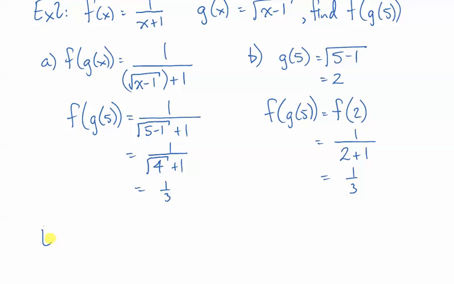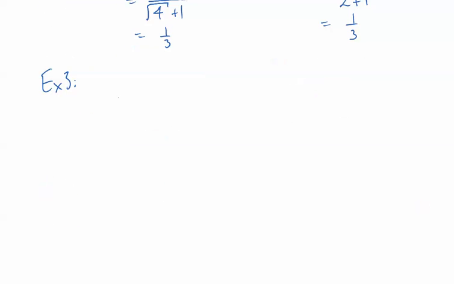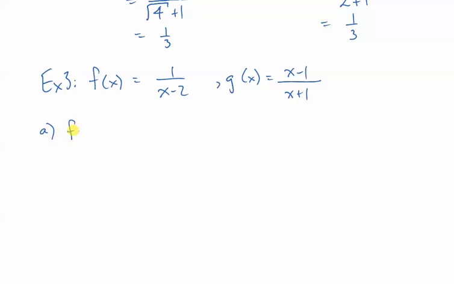One more example to do in this lesson, and it's similar to what we've just done, but somewhat more challenging. I want to find, given this f and this g, my goal is to get f of g of x, for one thing, and for another, g of f of x. Okay? Good opportunity for you to pause, try these out, see how you do.